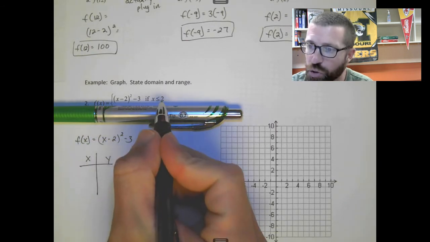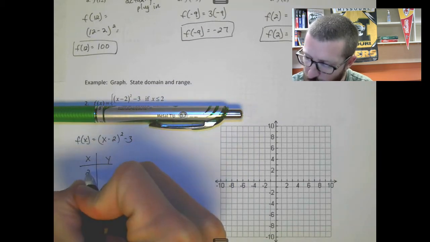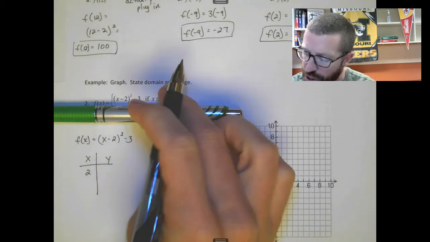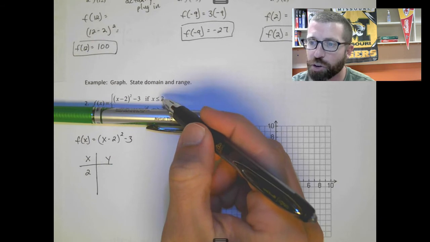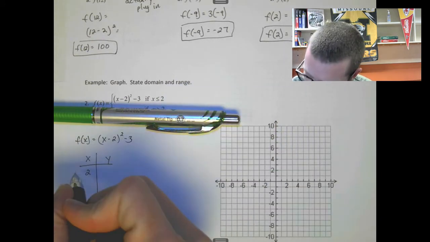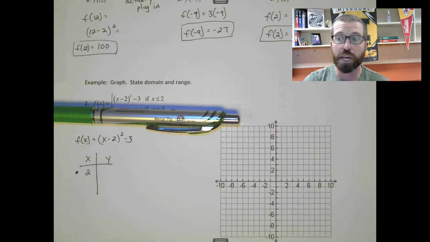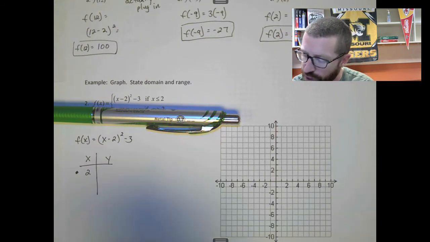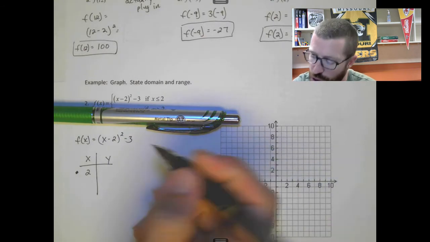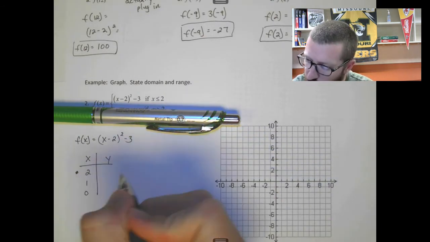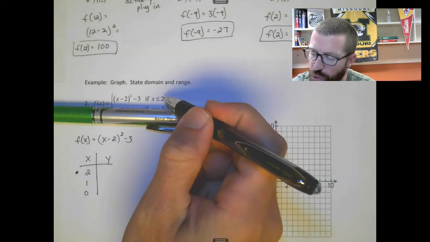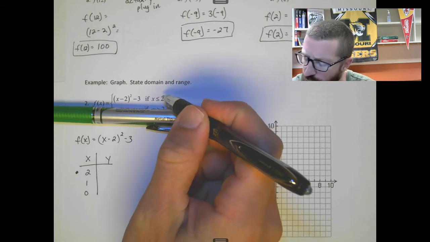We're going to always include this 2, so I'm going to put that 2 there. Because it is less than or equal to, I have a closed circle on the graph. So I would recommend you go ahead and put a closed circle there as just a reminder. And then you want to pick another x value or two. Let's choose 1 and 0, just so we can see the shape of the graph.